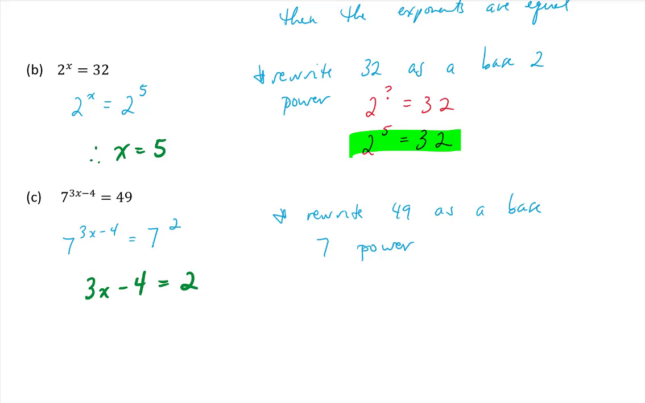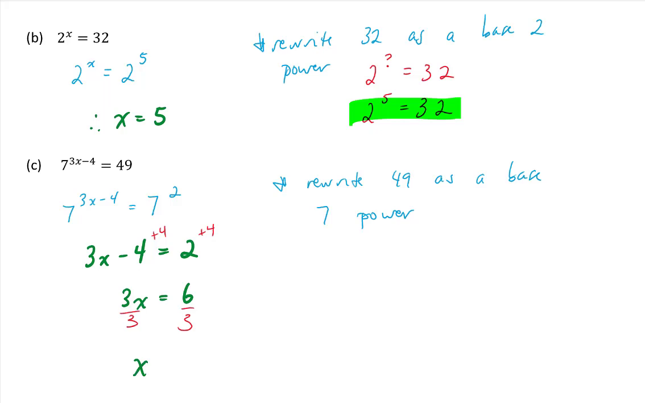And the next part is to solve for x. So I'm going to add 4 to both sides, and this gives me that 3x is equal to 6. Then I'm going to divide both sides by 3, and we're left with x is equal to 2. So again, to solve these types of problems, make sure the bases on both sides of the equal sign are equal, and then you just solve for the exponents.